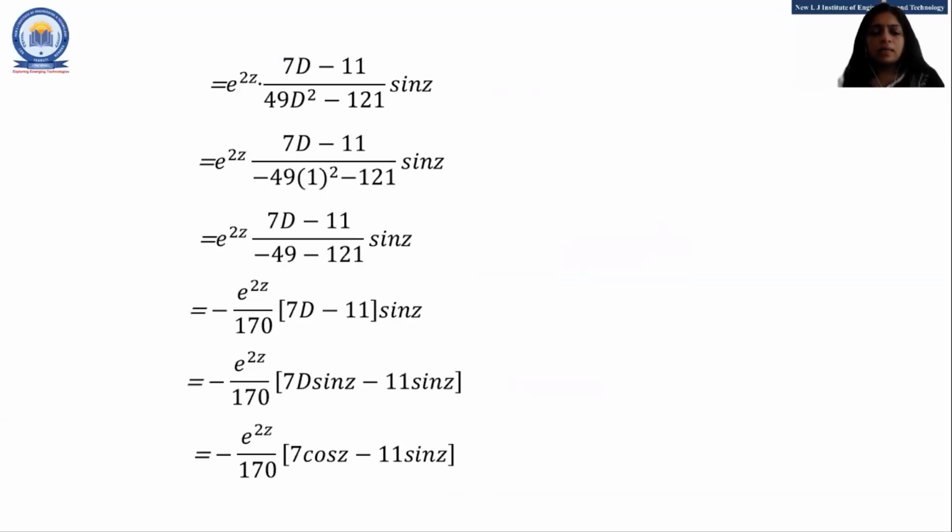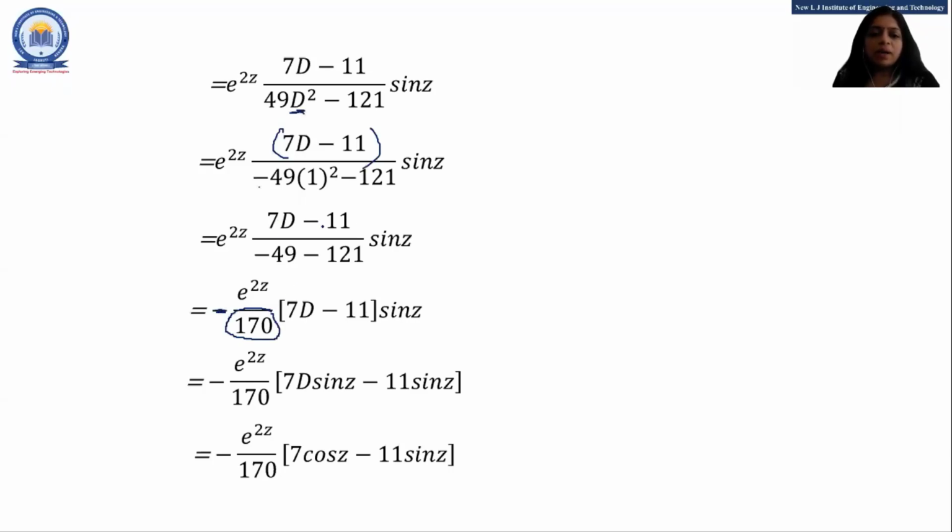7D minus 11. And in the denominator, 7D minus 11 into 7D plus 11. So our denominator is what now? That is 49 D square minus 121 into sin z. Now, as per the rule, I have to put multiple of z in the D square in the denominator and put minus sign before that. So here I put 1 square and minus sign before that. So that is 7D minus 11 upon minus 49 into 1 square minus 121. That will give minus 170.